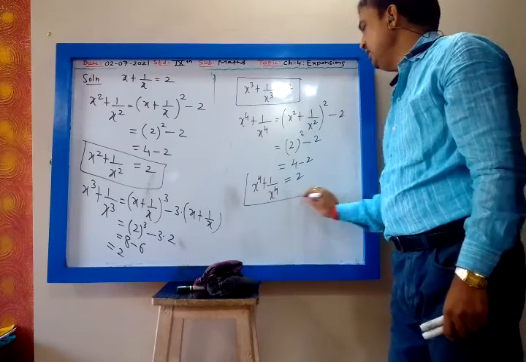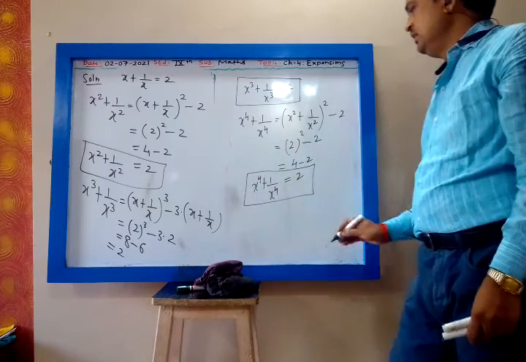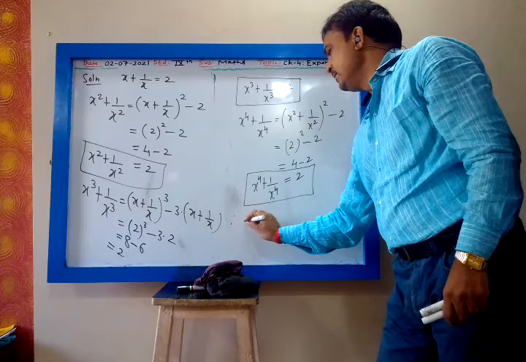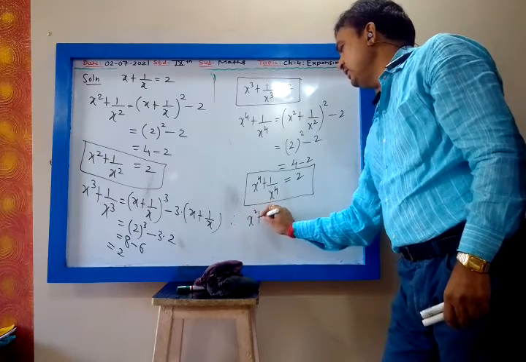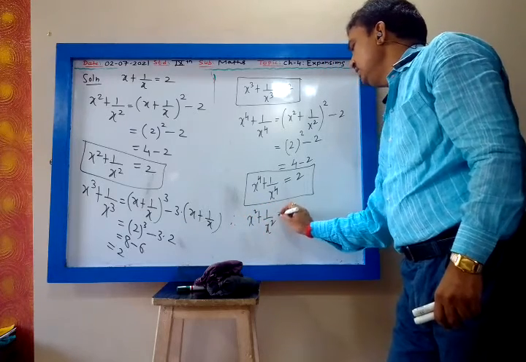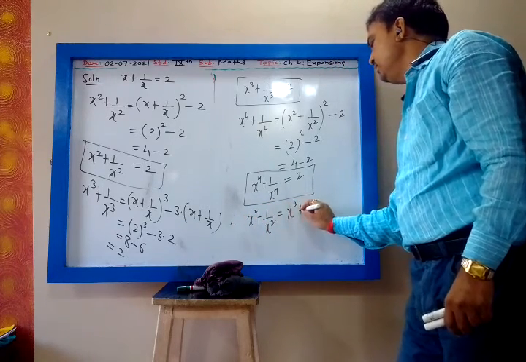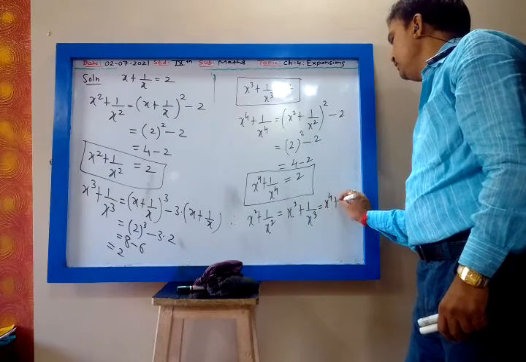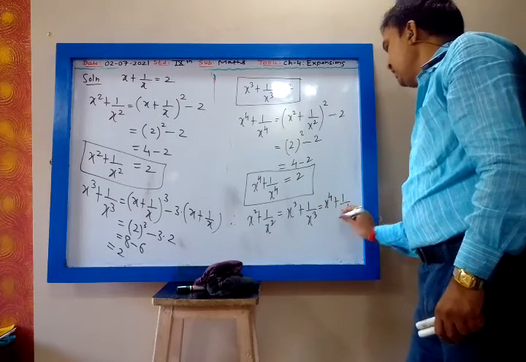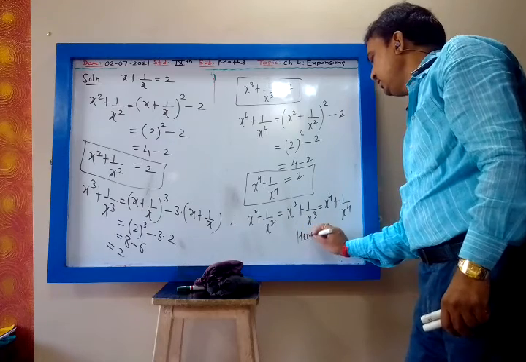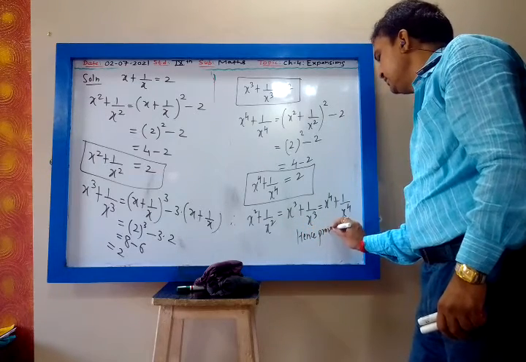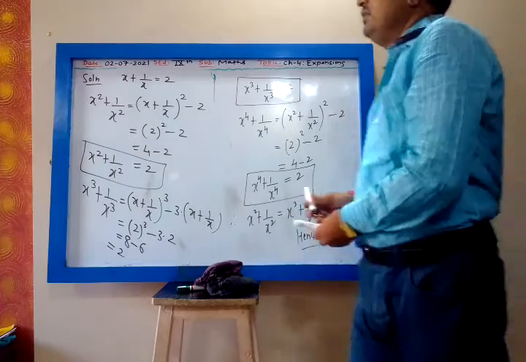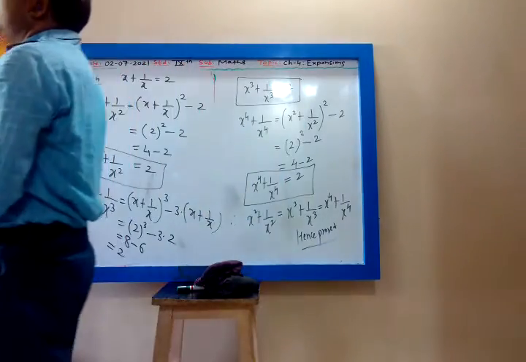So all three have the same value, that is 2, 2, 2. And therefore x square plus 1 upon x square is equal to x cube plus 1 upon x cube is equal to x raised to 4 plus 1 upon x raised to 4. Hence proved. Because all three have the same values, it is proved.